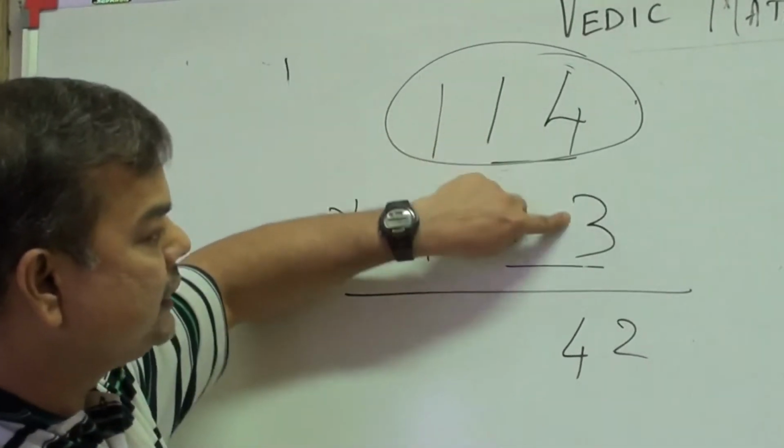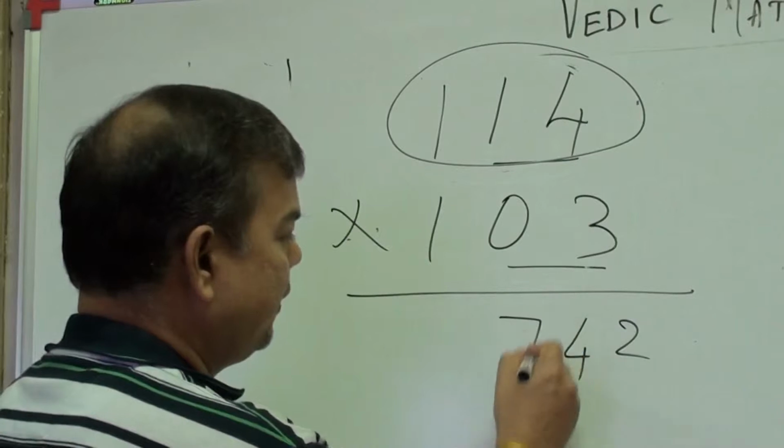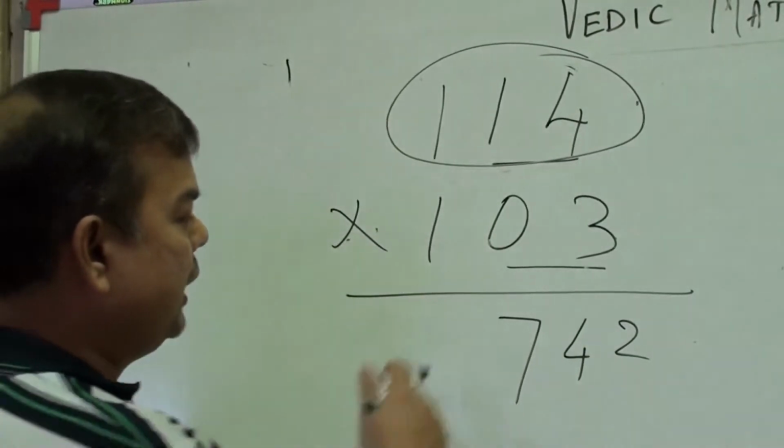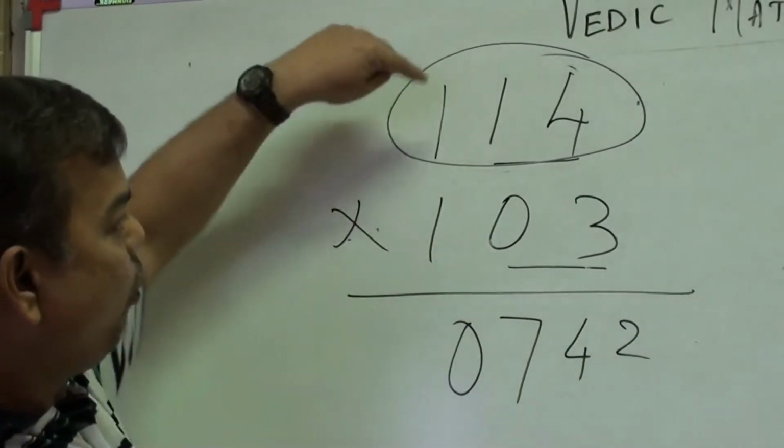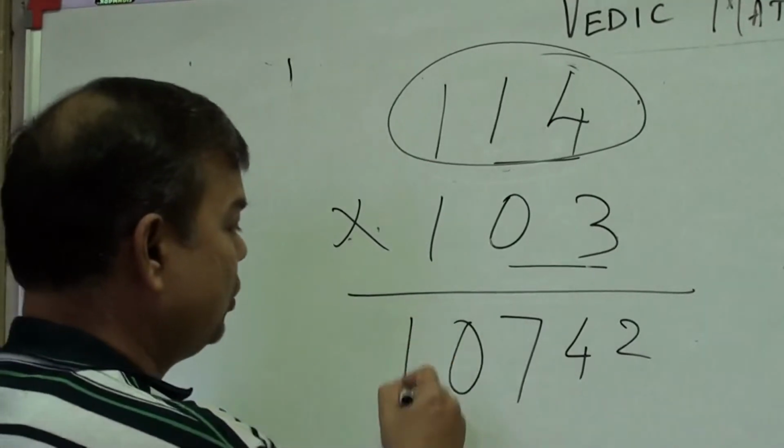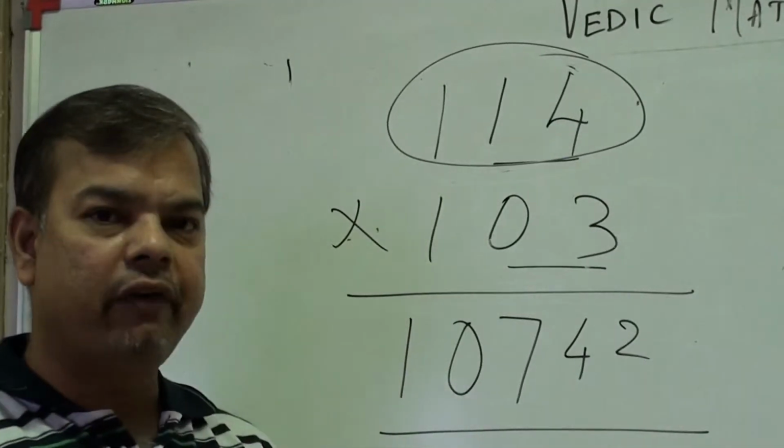So 4 plus 3, that is 7. 1 plus 0, that is 1. And 1 as it is. So the answer is 14742.